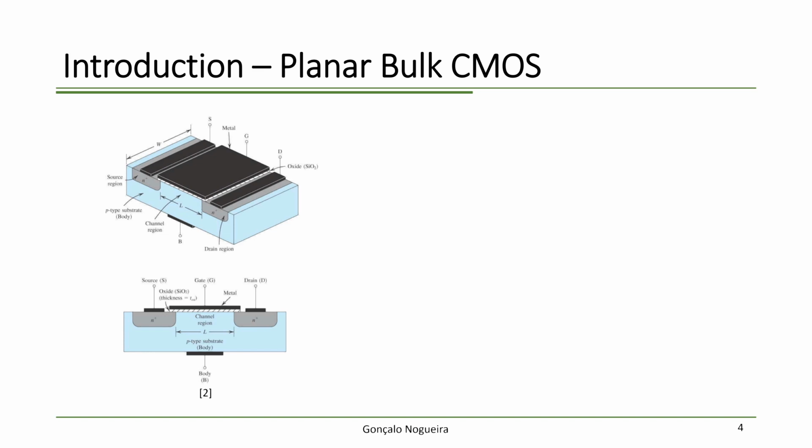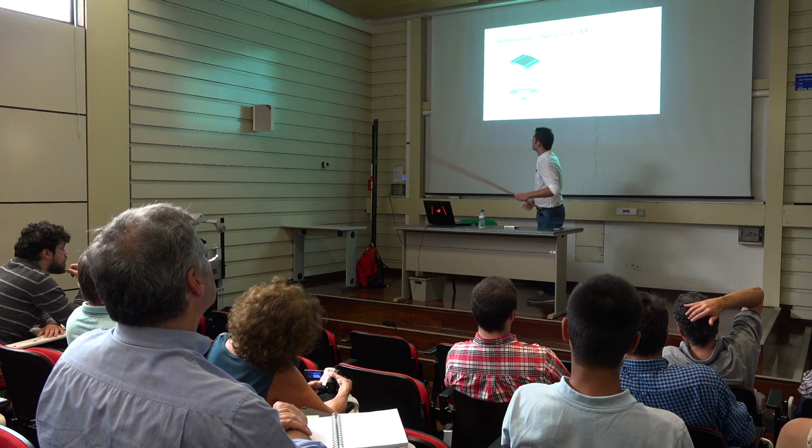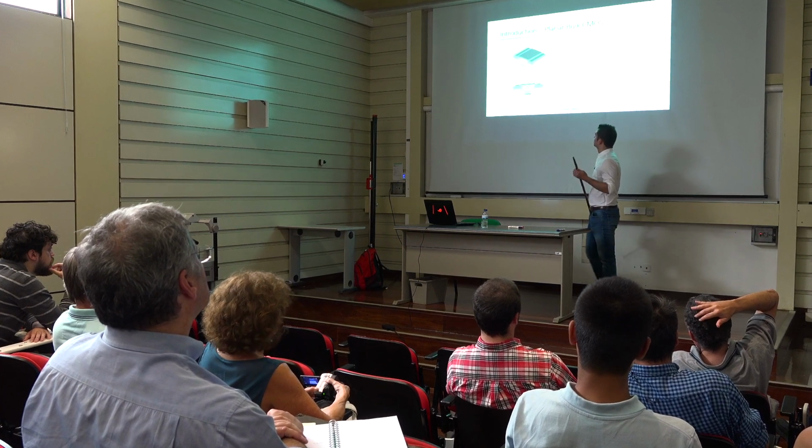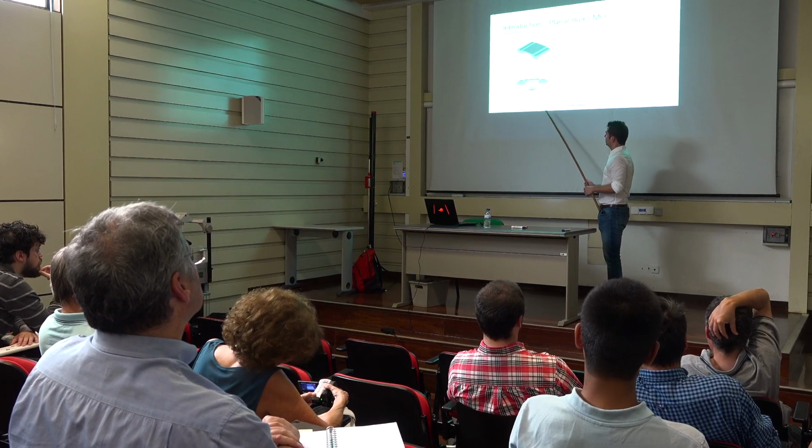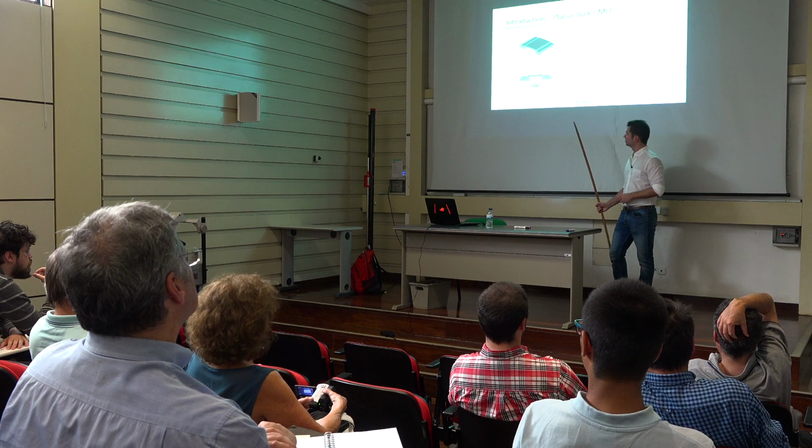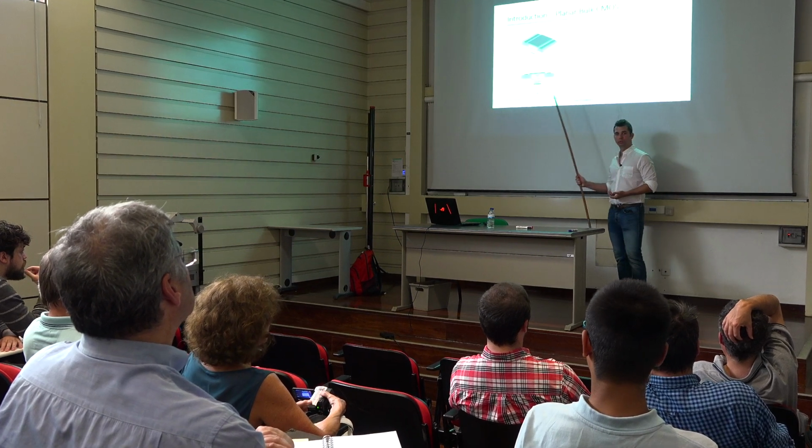So now on to the planar bulk CMOS. This is the most commonly used transistor everywhere. It's the planar bulk CMOS. And ideally, in digital applications, this is used as a switch.